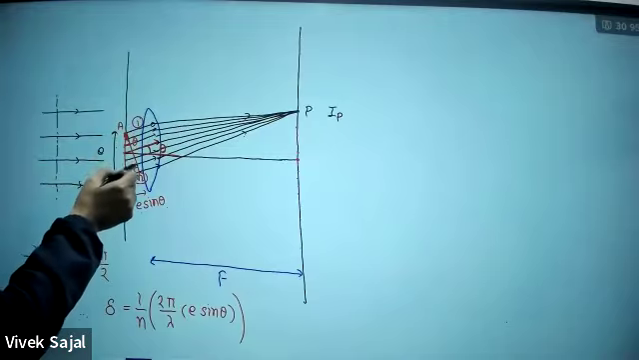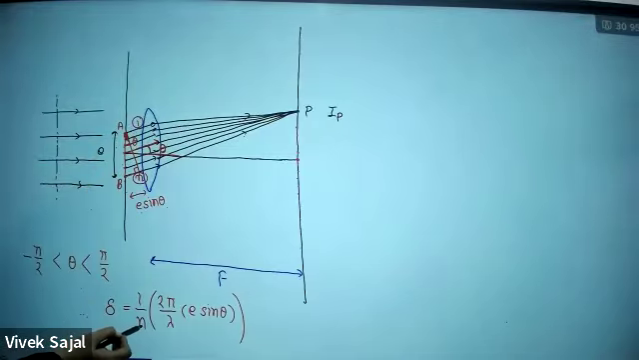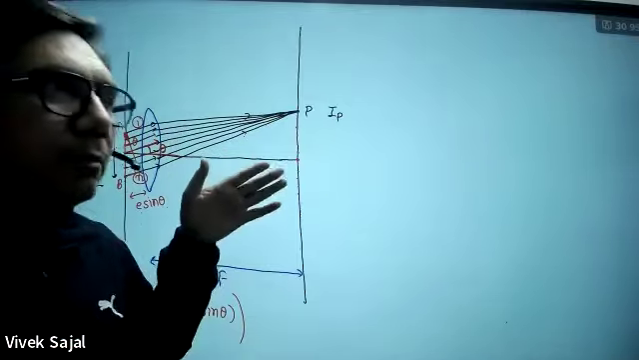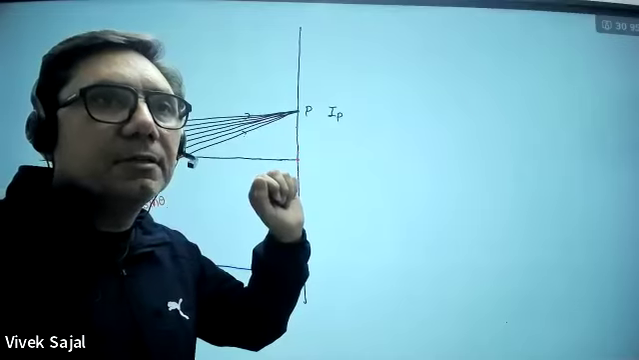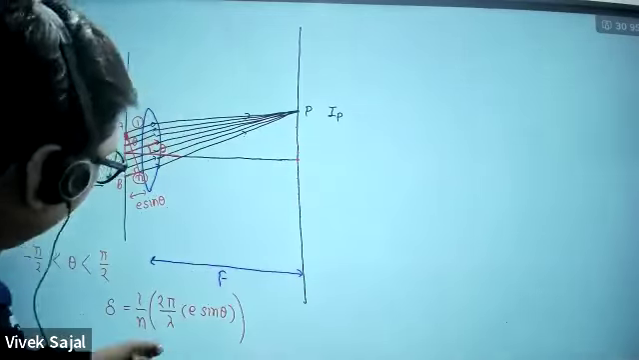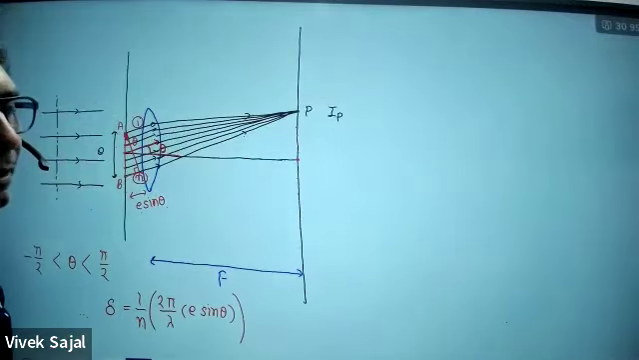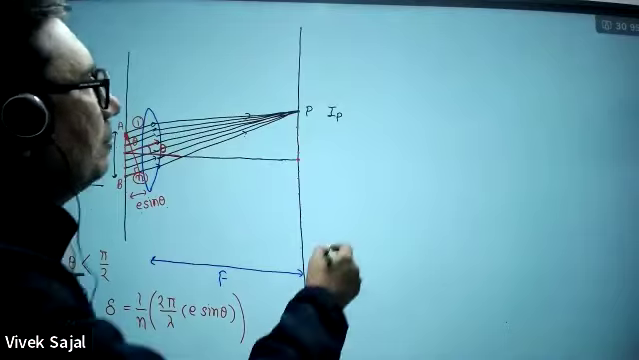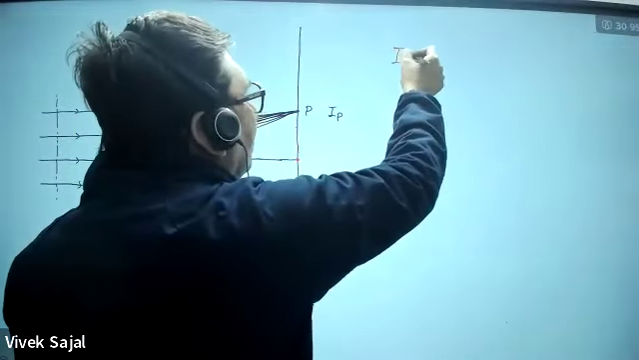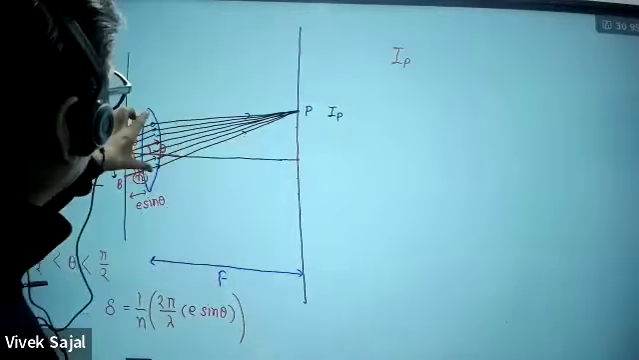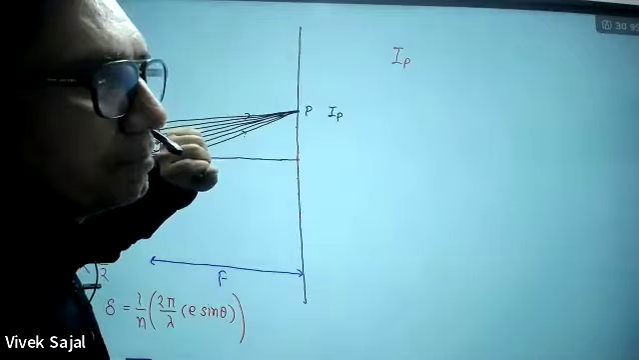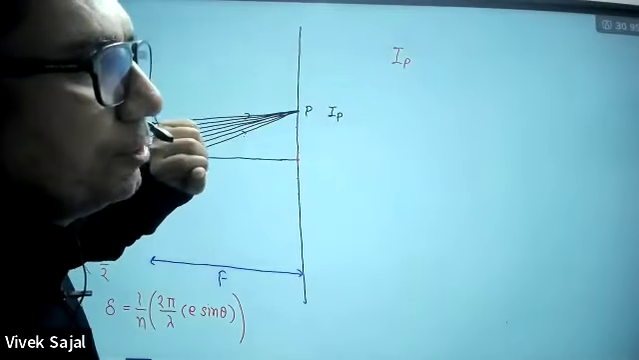And how many waves are there? There are n number of waves. These n waves are moving parallel to each other, and they are overlapping. The successive phase difference between these waves is delta. Can you tell me what will be the intensity at point P? With the help of this lens, you are overlapping these n number of waves here. So what will be the intensity at point P?